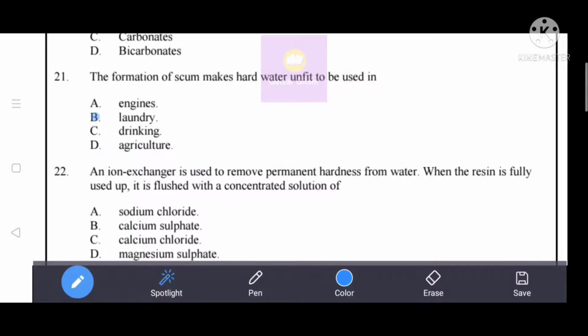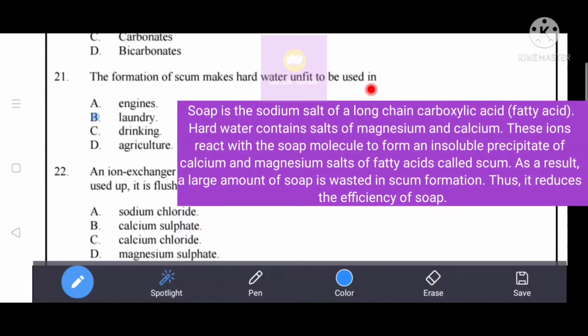Next question, the formation of scum makes hard water unfit to be used in. As you know, soap is the sodium salt of a long chain carboxylic acid. Hard water contains salts of magnesium and calcium. These ions react with the soap molecule to form an insoluble precipitate of calcium and magnesium salts of fatty acids called scum. As a result, a large amount of soap is wasted in scum formation. Thus, it reduces the efficiency of soap.